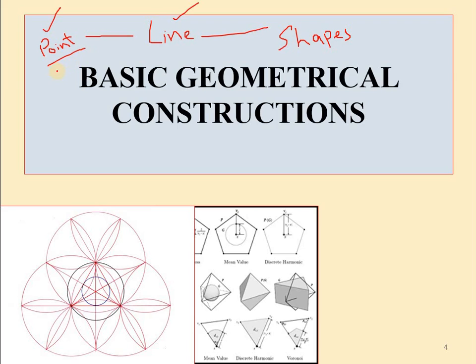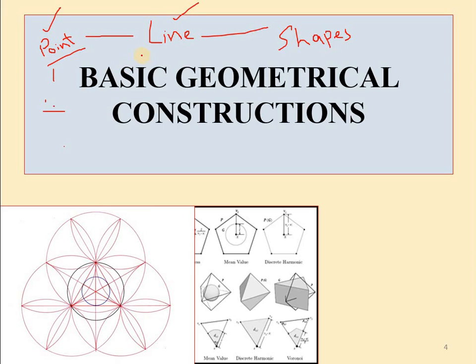So, a point in geometry is a location. It has no size. For example, this is a point, but in actuality it has no size: no length, no width, no depth. A point is just represented by a dot. That is just the representation of a point, and the standard definition of a point is that it has no size, no length, no width, and no thickness or depth.